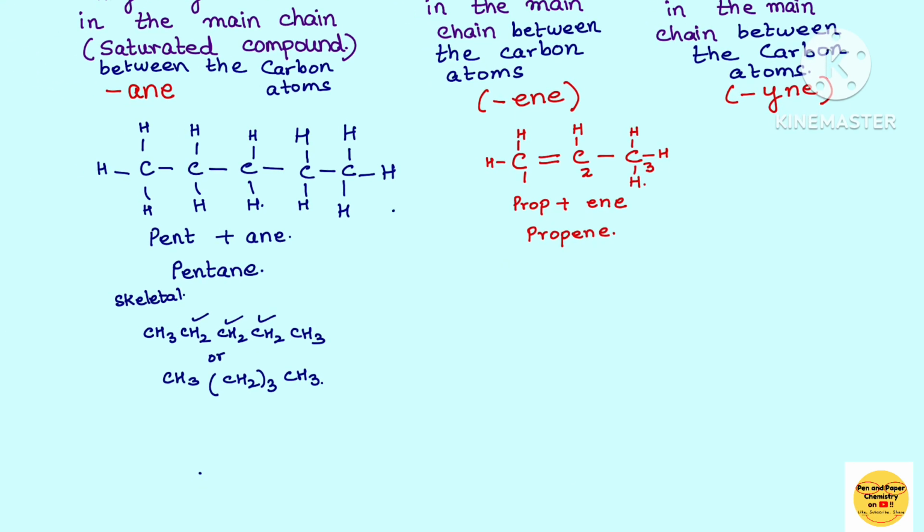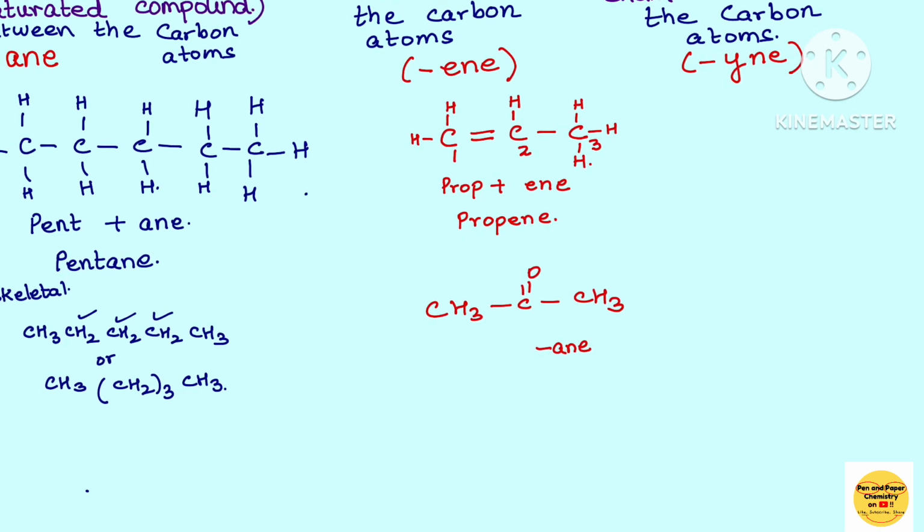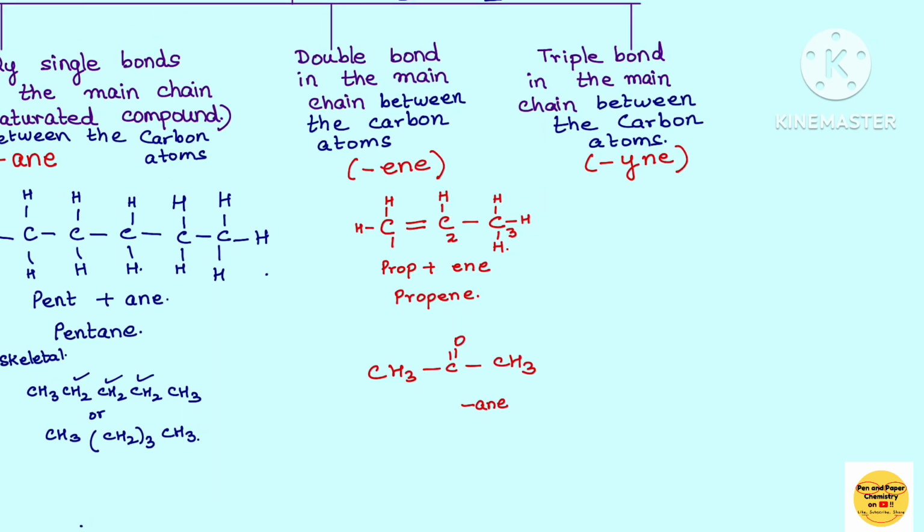Question. CH3, C double bond O, CH3. Is this compound an ane or an ene? Look carefully. Yes, well done. It's an ane. Why an ane? Because the double bond is between carbon and oxygen. It's not between the carbon atoms. Hence, it's a saturated compound. Right? Are you noting these down? Are you practicing along with me? It will become very easy.